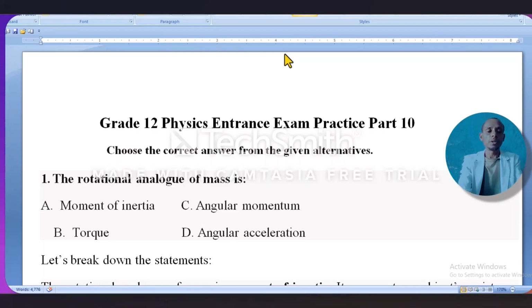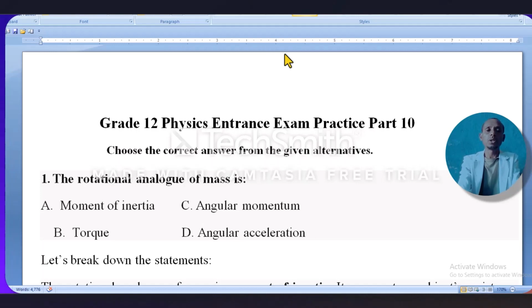First, we see the question. Next, explaining the given alternatives one by one. Finally, we go to the conclusion. Our instruction: grade 12 physics entrance exam practice part 10. Instruction: choose the correct answer from the given alternatives.